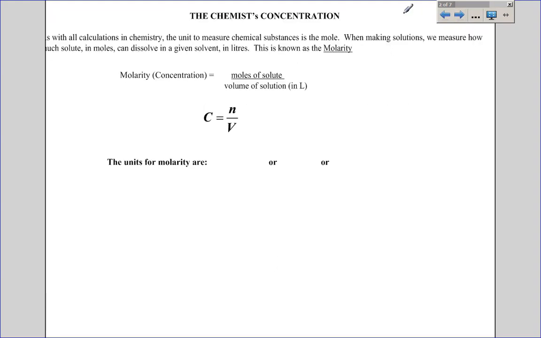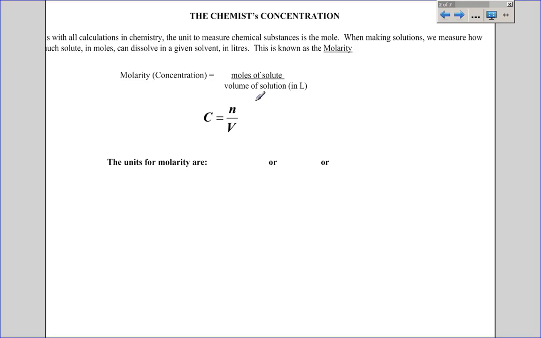Now, as chemists, we need to deal with the mole because how we relate substances to one another is with the unit of the mole. So we're going to use a special concentration called molarity. And the molarity, which is the chemist's concentration, is expressed in moles of solute per liter of solution. The general formula is C equals n over V. It's not uncommon to see the C replaced with a capital M, so sometimes people refer to it as molarity, M equals n over V. We're going to use C.